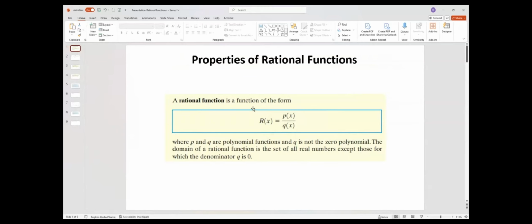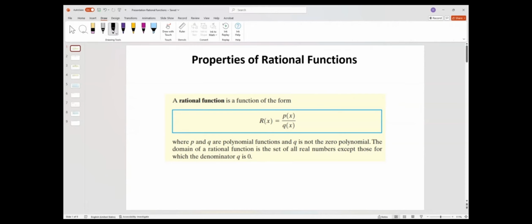So let's discuss the properties of rational functions. What is a rational function? A rational function is a function r of x equals p of x over q of x, where p and q are polynomial functions and q is not the zero polynomial, because if q is the zero polynomial, then the function r of x will be undefined.